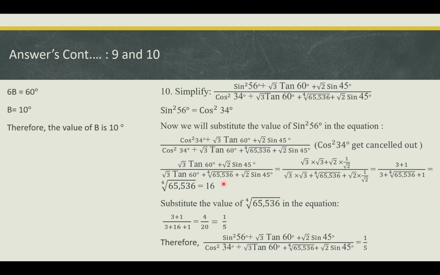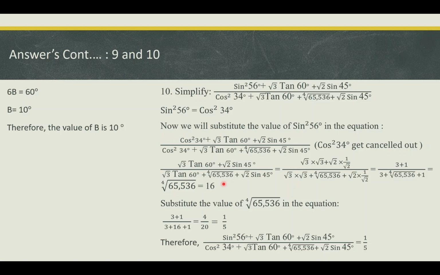And last but not least, my favorite, question number 10. Sine squared 56 plus under root 3 multiplied by tan 60 plus under root 2 multiplied by sine 45, divided by cos squared 34 plus under root 3 multiplied by tan 60 plus the quad root of 65,536 plus under root 2 multiplied by sine 45.